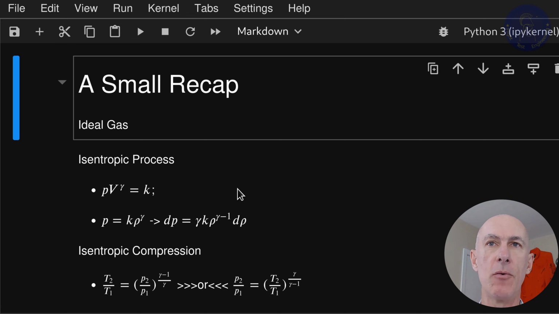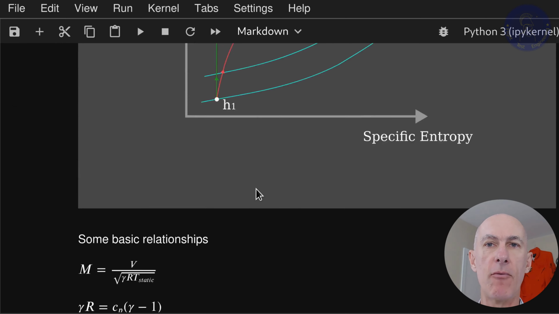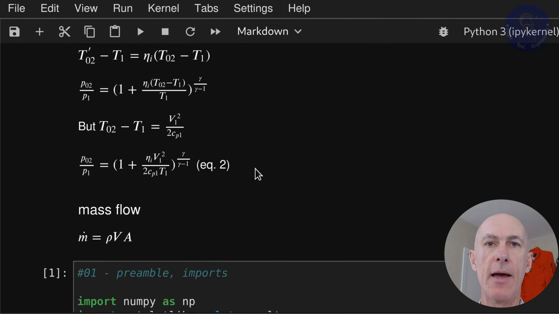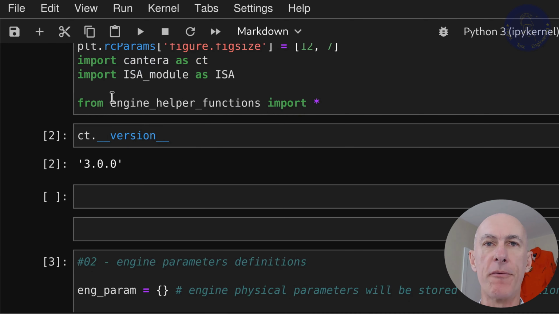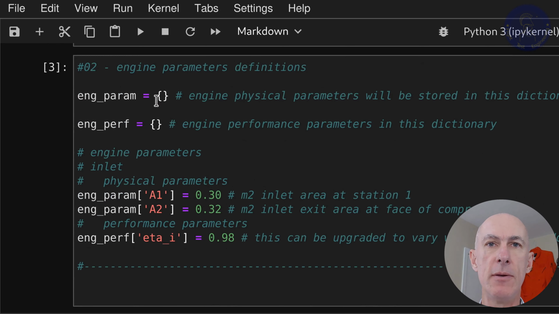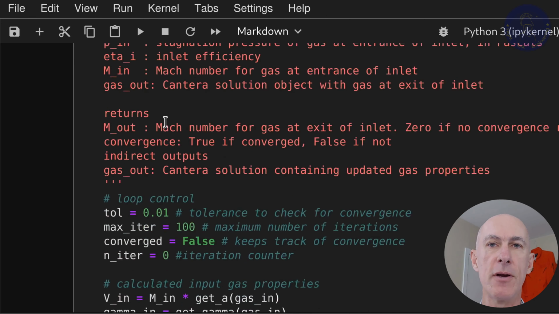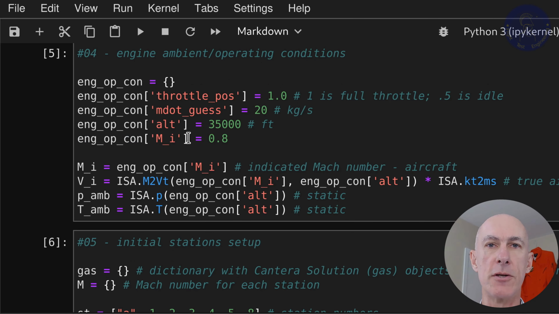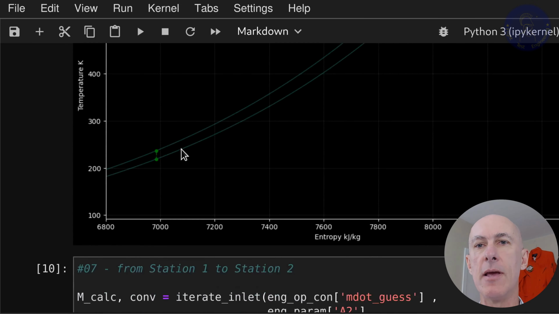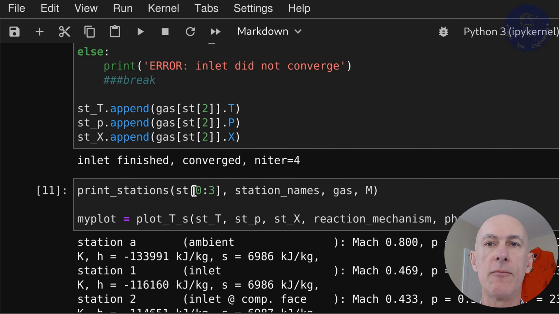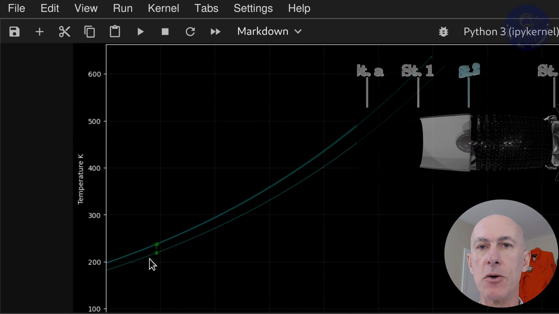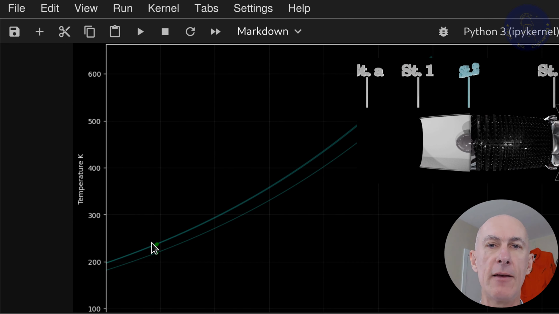We had left off in video number 3 with the inlet coded in the notebook that I have open. Just to recap, we had all the theory on the top here, and then the preamble that we ran. Remember, we put our helper functions in a separate file, and then we had the parameters defining the engine physical parameters, and then the performance parameters. We also defined our iterative inlet function that we ran, and the engine operating conditions were set and defined here. When we ran all this, for station A to station 1, and for station 1 to station 2, we got this graph which shows how the pressure rises as the air gets compressed in the inlet, and how the temperature also rises. So starting from this notebook, let's build our compressor now.